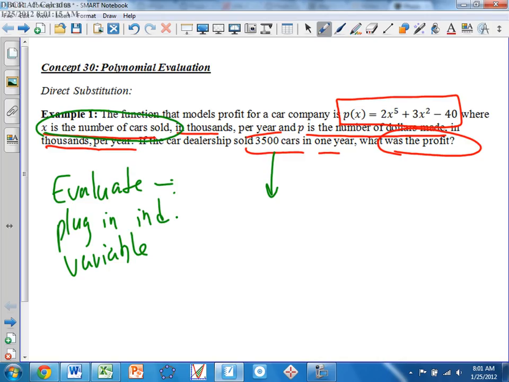So this is 3.5 thousands. Again, this is 3.5 thousands. This is 3,500. It's the same number, but we want to know, it says the number of cars sold in thousands. Okay, so x in this case is going to be 3.5. That's the key. And that's the hardest part of this entire problem. Realizing that you're using 3.5 and not 3,500.